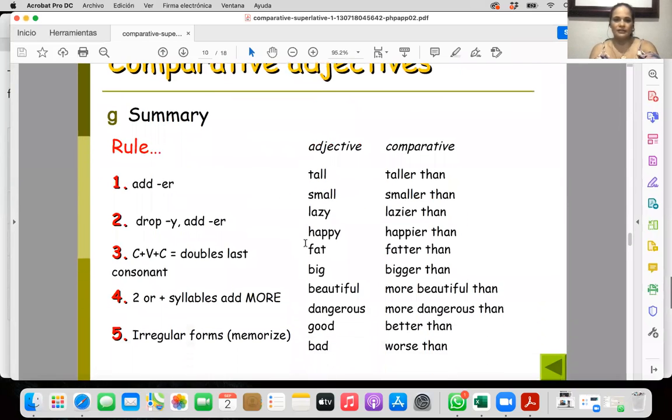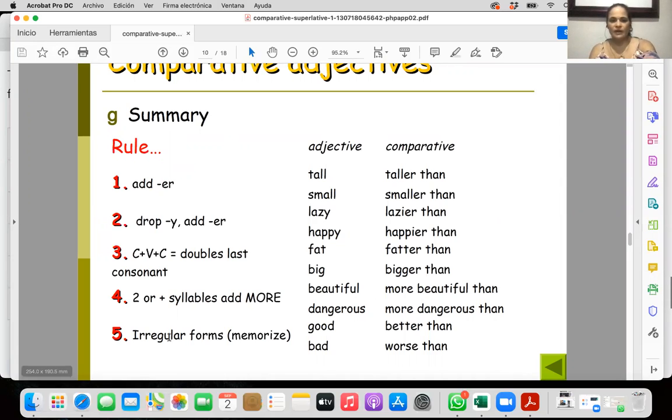So then this is like a little summary of all the rules. Remember, rule number 1, we add ER to words like tall, taller, small, smaller. If the word ends in Y, we drop the Y, like lazy, lazier, happy, happier. If the adjective has a pattern of consonant, vowel, consonant, you double the last consonant, like fatter or bigger. If our adjective has 2 or more syllables, we add more, like more beautiful or more dangerous.